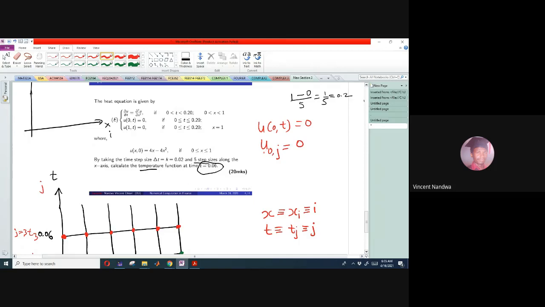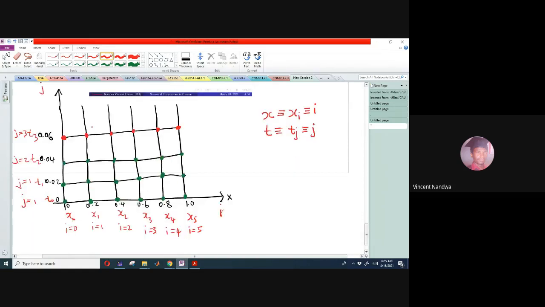This one tells us that whenever the coordinates are (i, j) and the value of i is 0, for any value of j, the value of the function is 0. So the line i equals 0 is this t-axis. This t-axis is what defines the line i equals 0. Therefore, without even doing any calculation, we know that the values here are 0, this is 0, this is 0, and this is also 0.